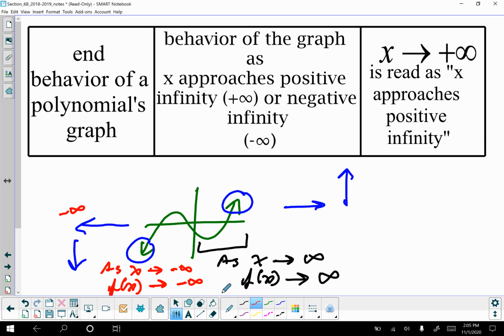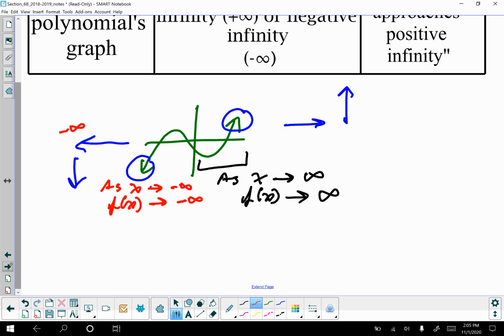What you'll see on some tests district-wide is as you go to the right, the graph goes up. As you go to the left, the graph goes down. So it's pretty basic. We're kind of giving you the mathematical perspective.